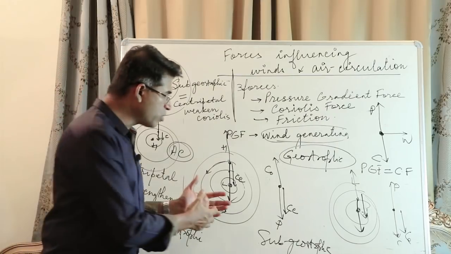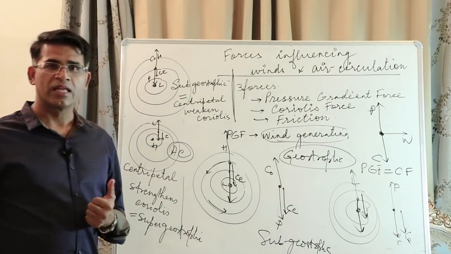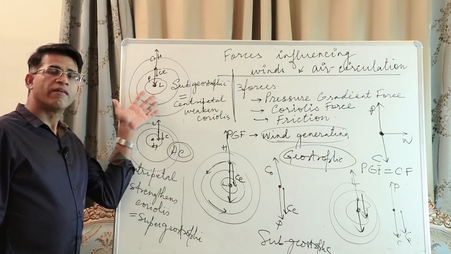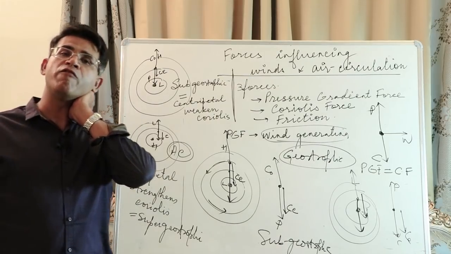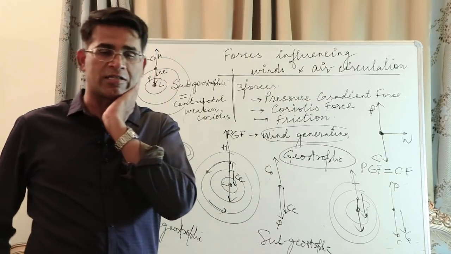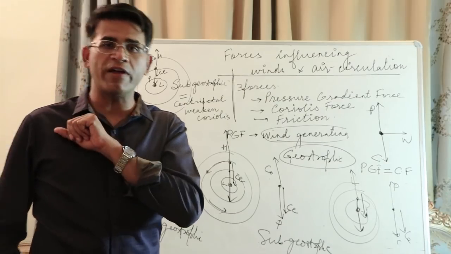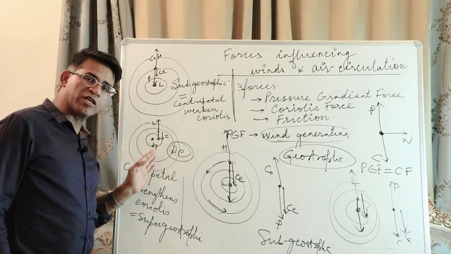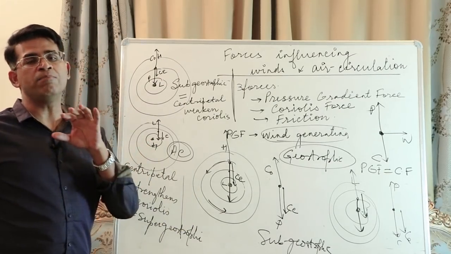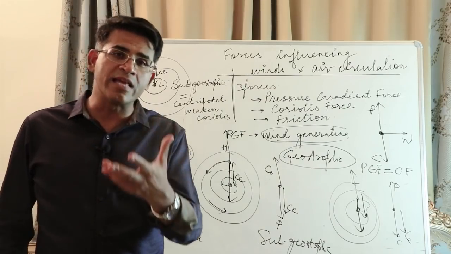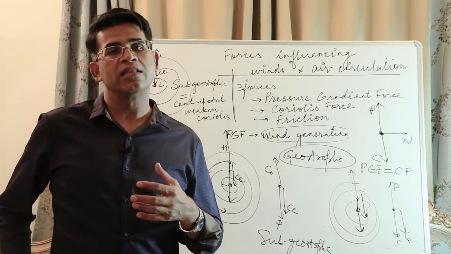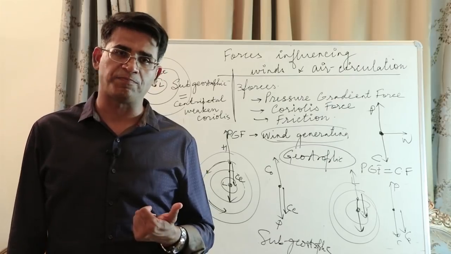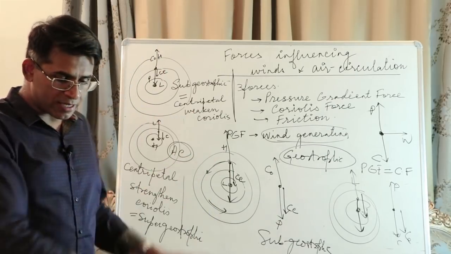And there are two types of gradient winds. The low pressure ones, where the centripetal weakens the Coriolis, are called subgeostrophic. The high pressure systems, where the centripetal strengthens the Coriolis, are called supergeostrophic winds. So that's more or less the concept.